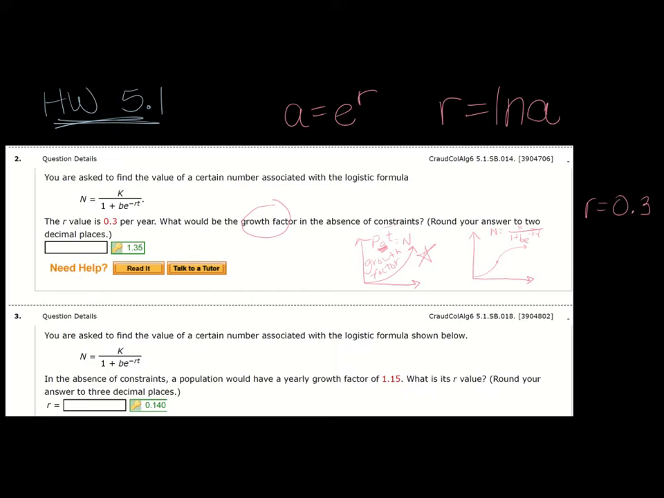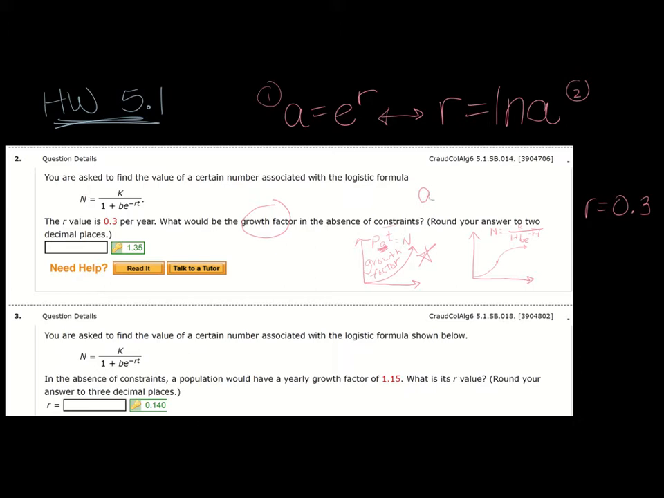So what we do is we use one of two formulas to go back and forth between A and R. If I have R and I'm looking for A, I'm going to use this first formula. If I have A and I'm looking for R, like in problem number 3, I'm going to use the second formula here. Okay, so right away, we have a formula that we can just plug into or substitute into.